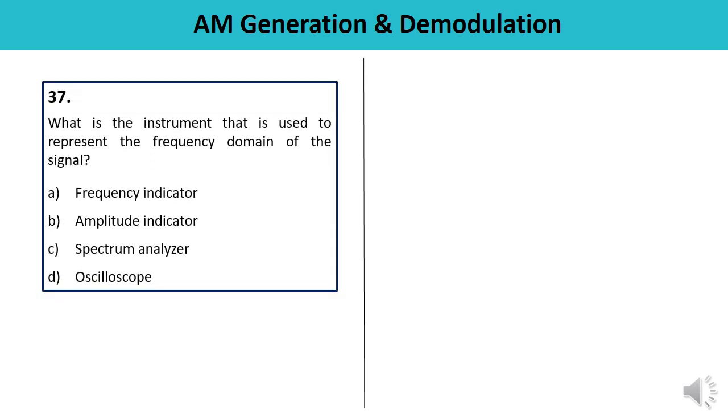Next is, what is the instrument which is used to represent the frequency domain of the signal? Which particular instrument is used? For waveforms made up of signals with different frequencies, there is a wide range of sideband frequencies produced, and to fully understand the signal, a frequency domain display is used. It means here the answer is spectrum analyzer, because this particular instrument is used to display the frequency domain information of a signal, whereas amplitude information can be given on the oscilloscope. So answer is C.